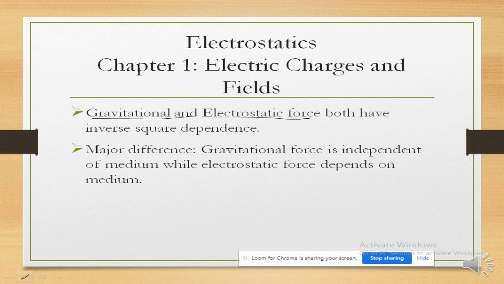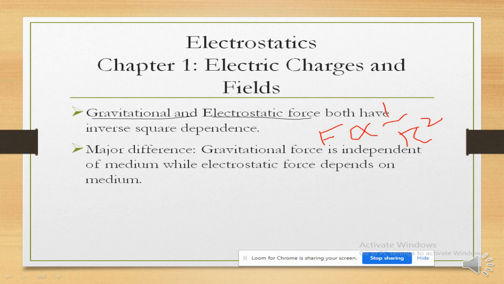Now, what does inverse square dependence mean? That means both these forces are proportional to 1 by R square, that is, F is proportional to 1 by R square. This is what is meant by inverse square dependence. The force decreases inversely as the square of distance.